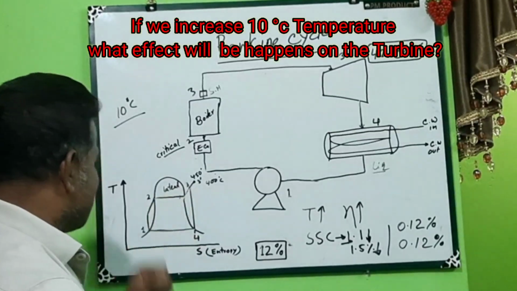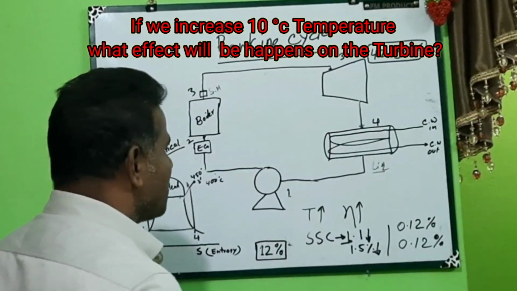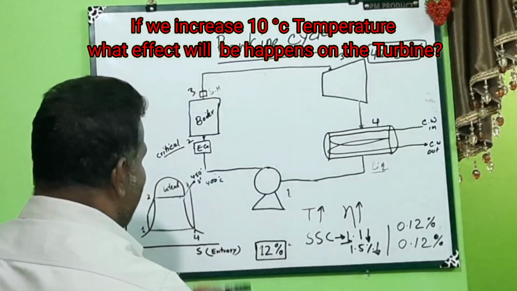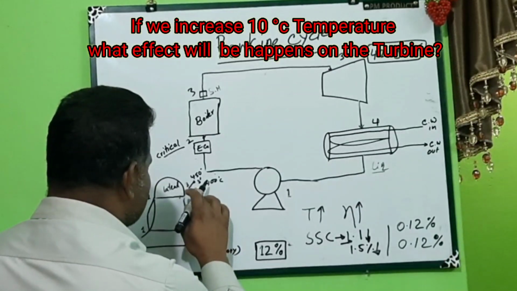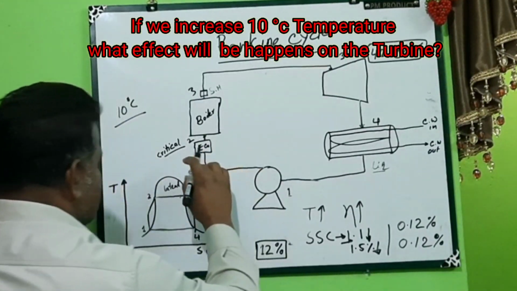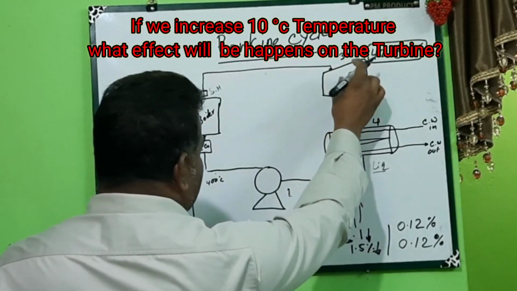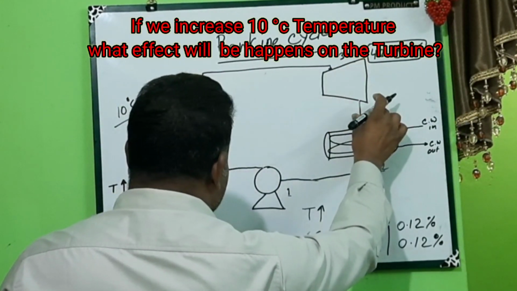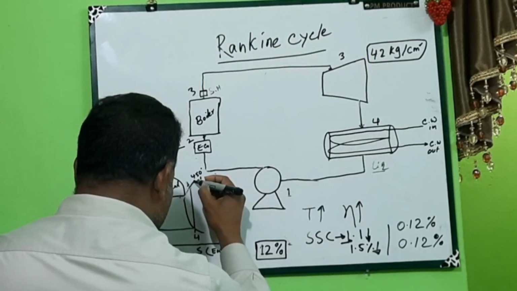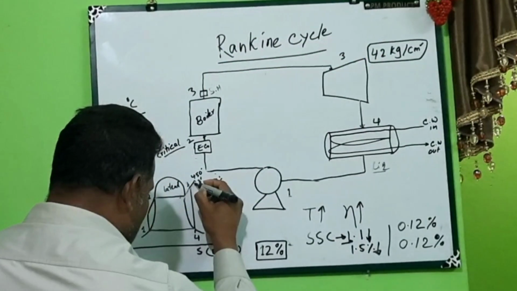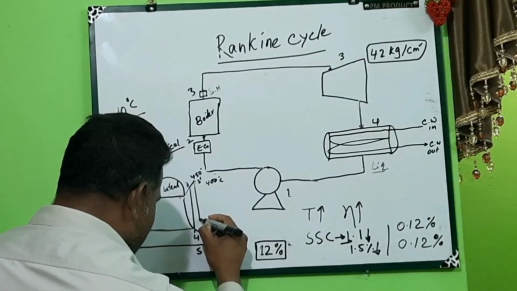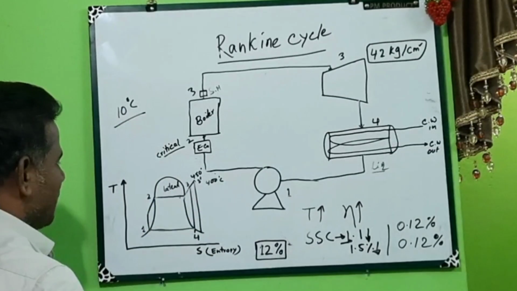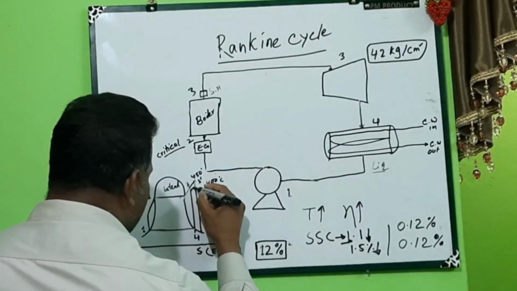So after increasing temperature, what types of effect has happened? Now I am explaining. After increasing temperature, what effect happened? This high temperature and high pressure steam goes to the turbine, and after it passes the turbine, in this isentropic process, it will go to the downside like this. So what effect happened? This area increases.